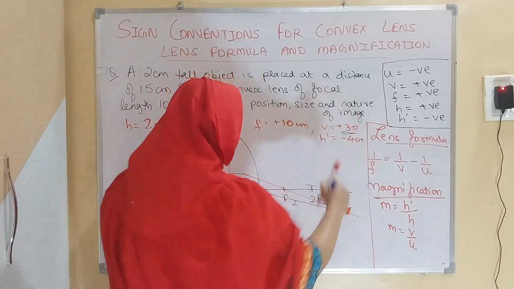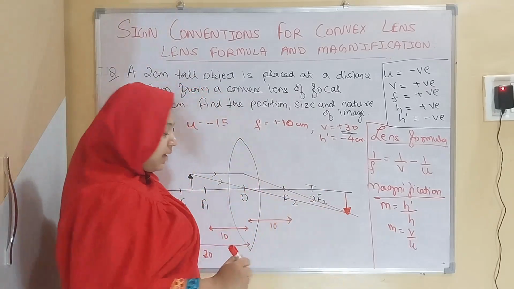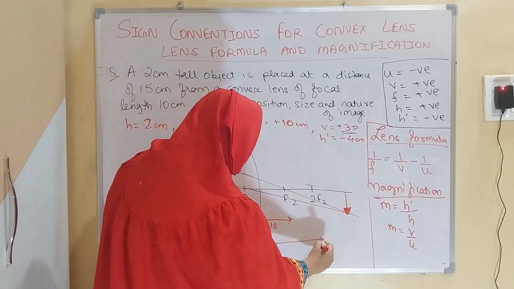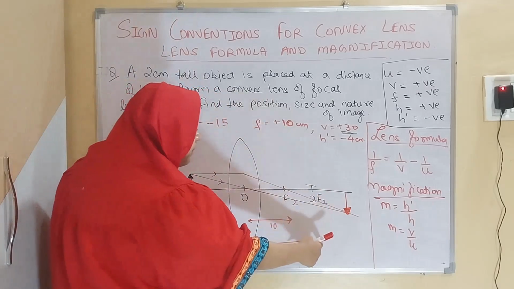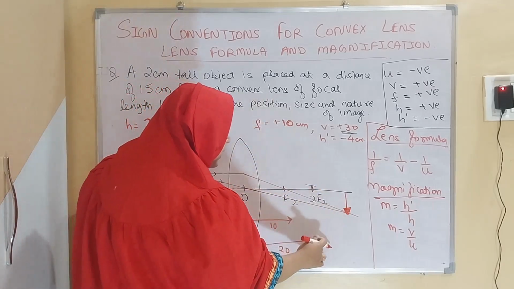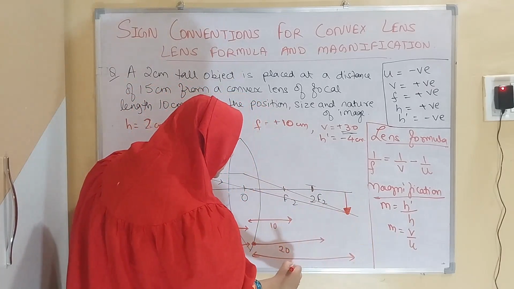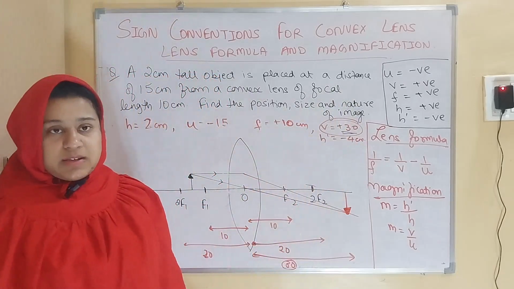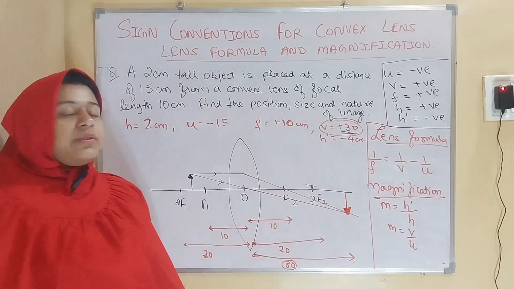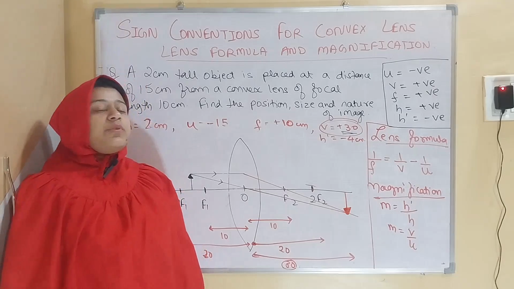Image distance is 30. This is 10. Focal length is 10. 2f2 कितना हो जाएगा? Double of f, 20. And the image will be formed at 30, मतलब 20 के beyond. So the image is formed at 30. मतलब हमने जो calculate किया है, this is right. And this is proved through the ray diagram. So this is how we draw a ray diagram for a numerical.